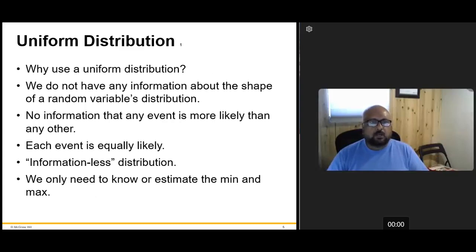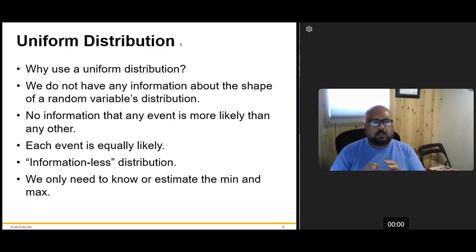Now let's look at uniform distribution. All these are forms of continuous probability distribution. Why do we use uniform distribution? Uniform distribution is used when there is no information favoring one outcome over another. All outcomes are equally likely. This makes it a distribution of no bias, requiring only the minimum and maximum values, because we only use the range, right?